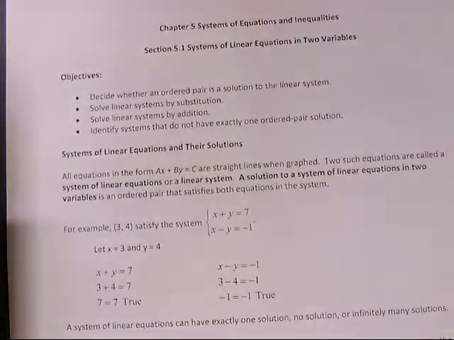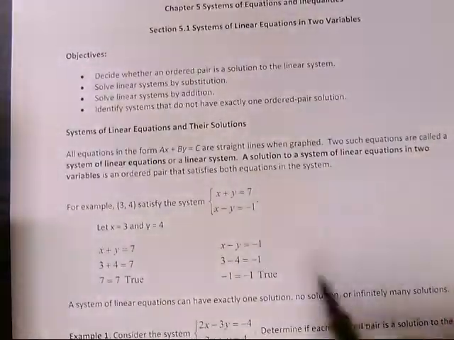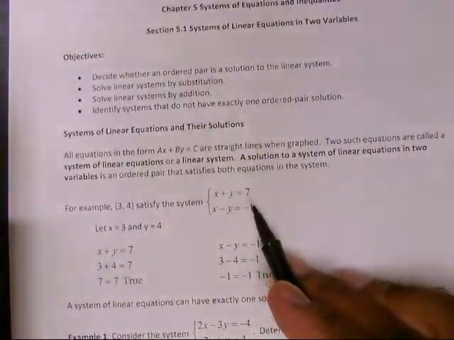Alright, all equations in the form of ax plus by equal to c are straight lines when graphed. Now, two such equations are called a system of linear equations, or in short, a linear system. A solution to a system of linear equations in two variables is an ordered pair that satisfies both equations in the system.